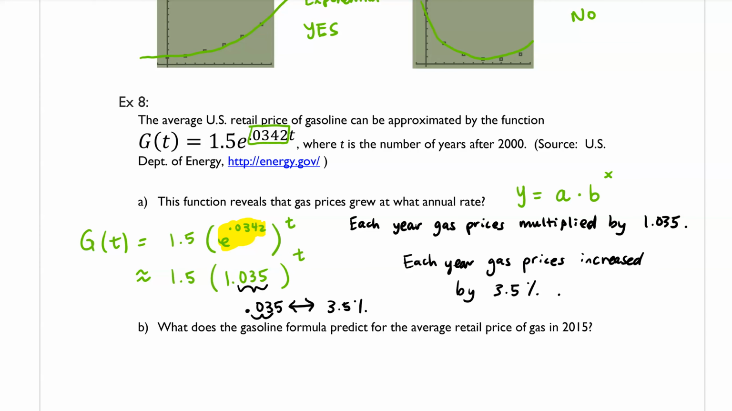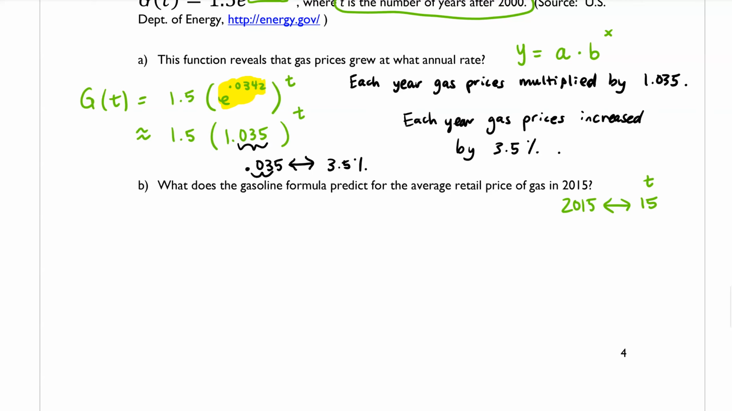For part B, it says, what does the gasoline formula predict for the average retail price of gas in 2015? Now, notice in our original problem, it says t is the number of years after 2000. So if we have 2015 here, we want to convert that into the number of years after 2000, which would be 15. So our t value in that scenario would be 15. And what that means is we would want to evaluate g of 15 in our function.